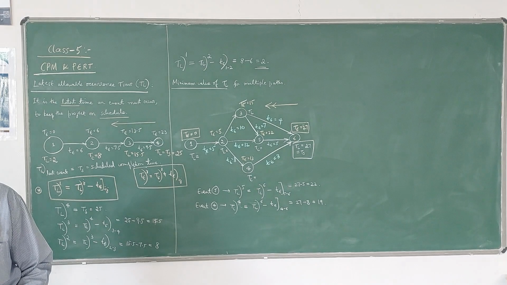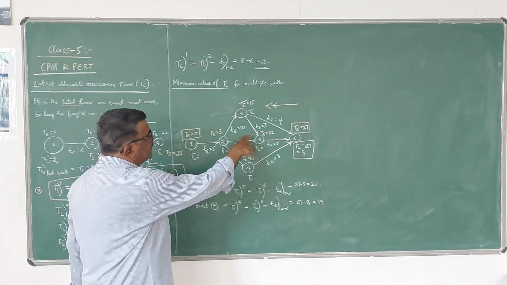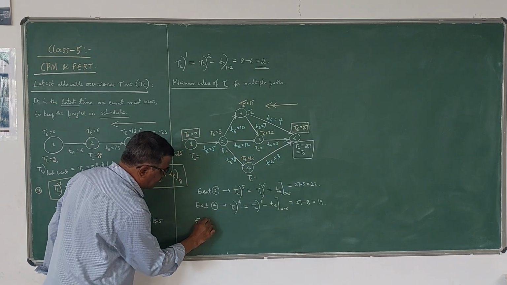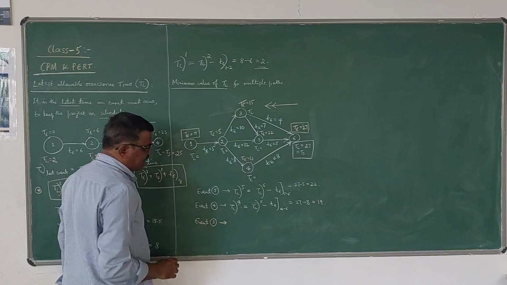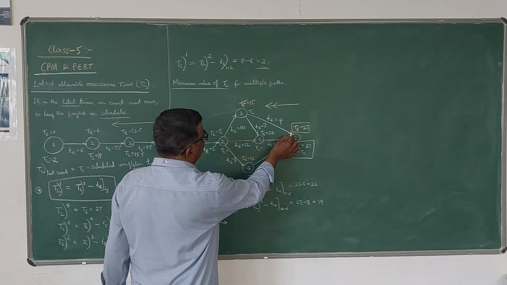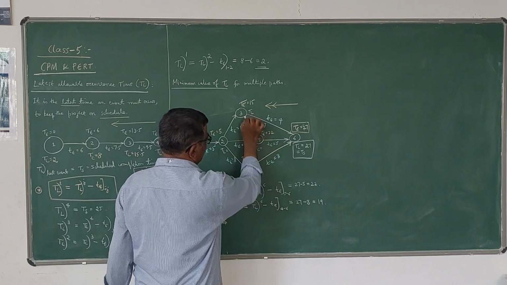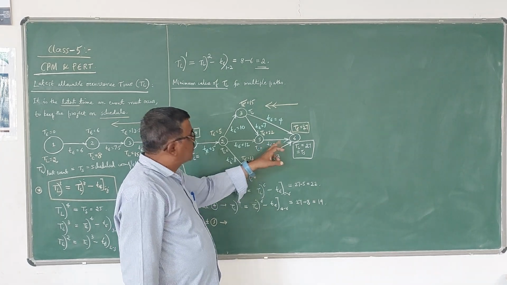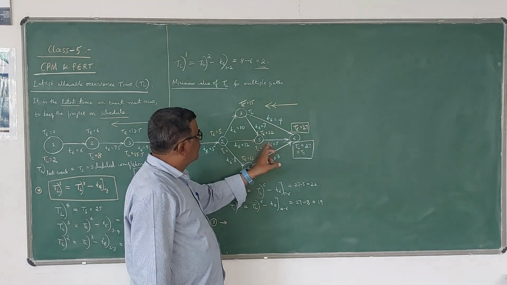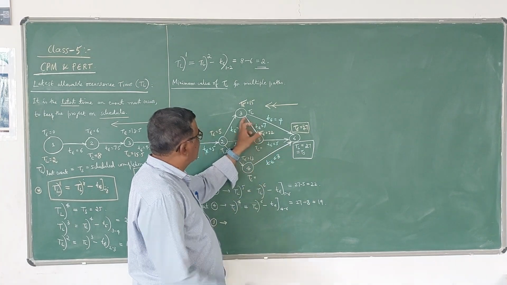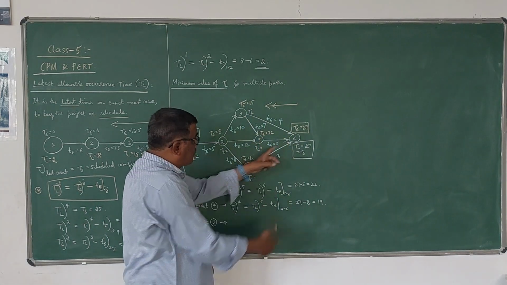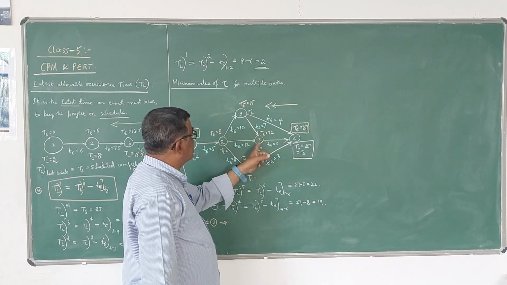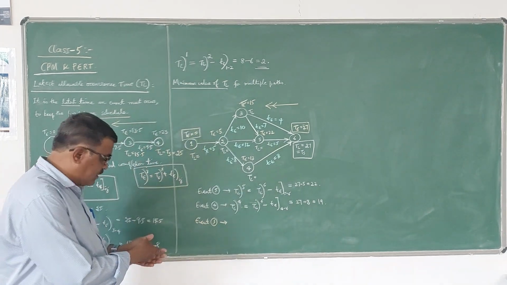Next for 3. See here, there are 2 arrows connecting to 3. So for event 3, you will be having 2 values of TL. You should be careful here. One value for this activity, another value for this activity. You should be very careful how many arrows are coming to that event. For 5 there is only one activity, for 4 also there is only one activity, but for 3 there are 2 activities, one is 3, 6 and another is 3, 5. So you have to calculate TL for both the cases.